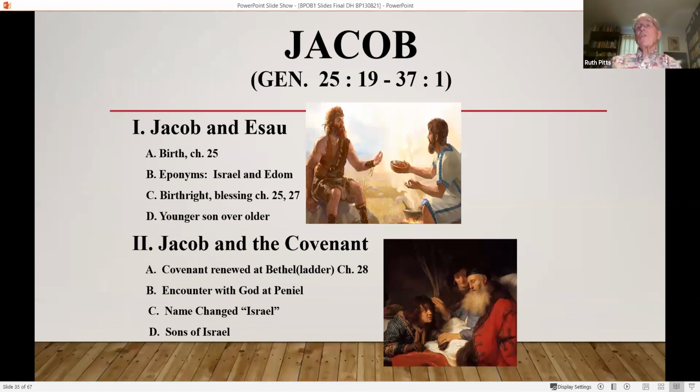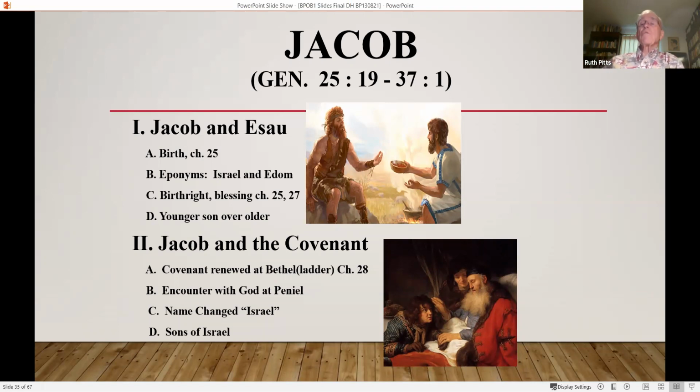Jacob and Esau, these are the sons of Isaac. So Isaac's just kind of a connector, but you have a cycle of Abraham accounts, and then Jacob accounts, and then later Joseph. So Jacob and Esau, the birth and their struggle there. These are eponyms, which simply means a name that is placed on a group of people or on a region.